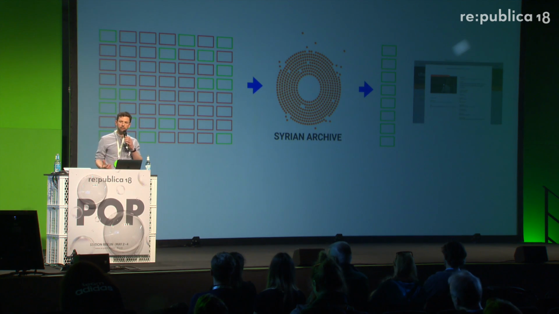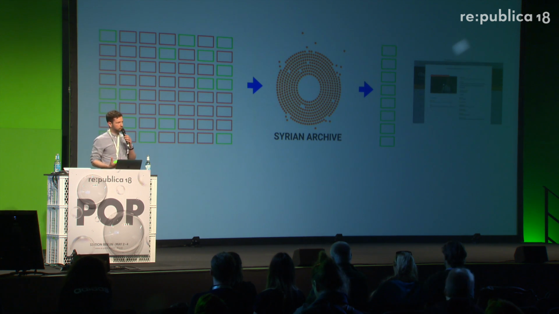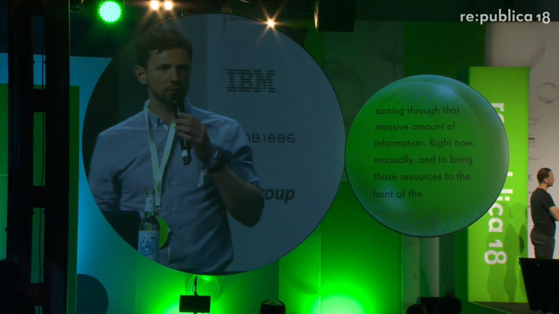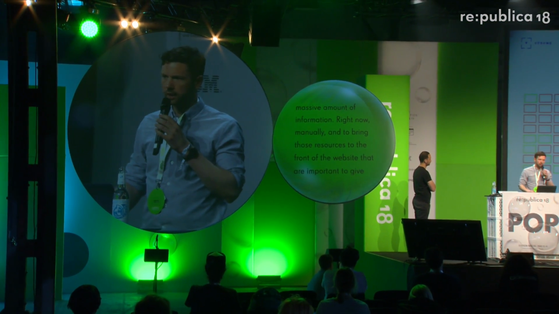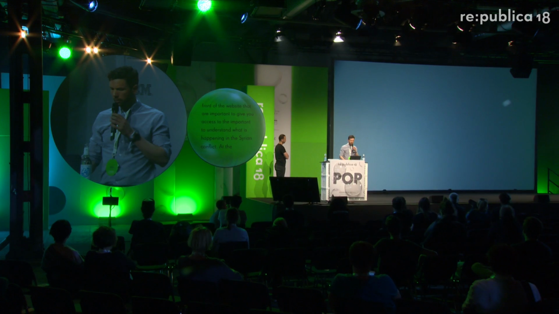As Hadi described, the simplified version of the workflow would look something like this, where you have a massive amount of videos being pulled from researchers, and some of those are important, but most of them don't contain the object of interest that you need for an investigation. So it's the role of the Syrian Archive to do what I think is a very generous task of sorting through that massive amount of information right now manually, and to bring those resources to the front of the website that are important, to give you access to the videos that are important to understand what's happening in the Syrian conflict. So at the end of this process, then you get the video on the website.